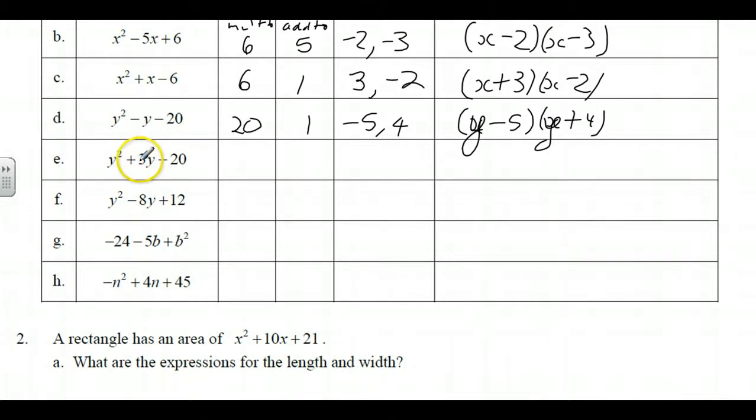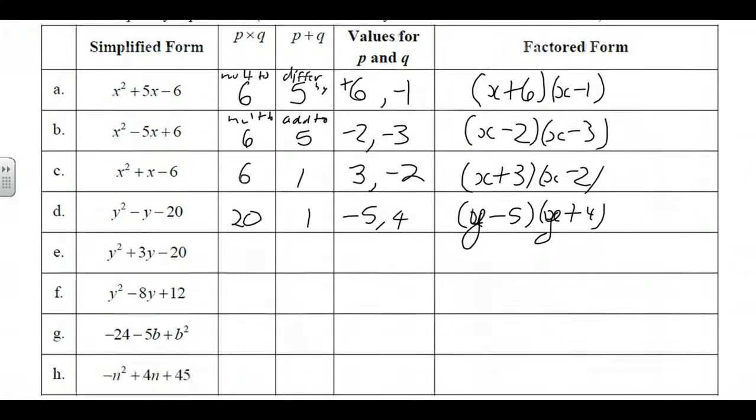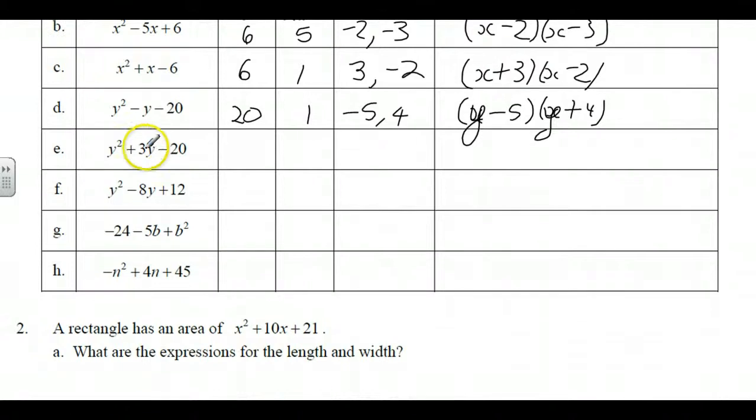So I need numbers that multiply to 20 and differ by 3. 1 and 20, no. 2 and 10, no. 4 and 5, no. Does this say factor if it can be factored? If possible. So it is not possible to find two numbers that multiply to 20, and because of the minus, their difference is 3, right?